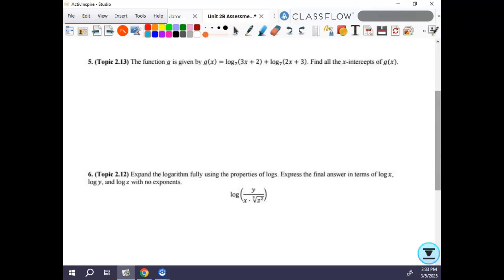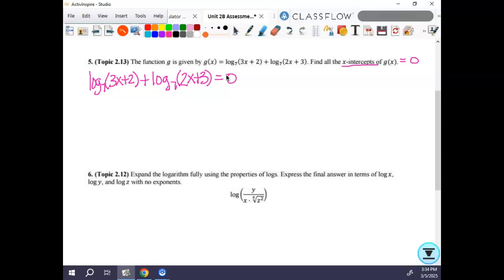The function g is given by this right here. Find the x-intercepts of g of x. Okay, x-intercepts occur when y is 0, so when g of x equals 0. So I'm going to take log base 7 of 3x plus 2 plus log base 7 of 2x plus 3, and I'm going to set that equal to 0.